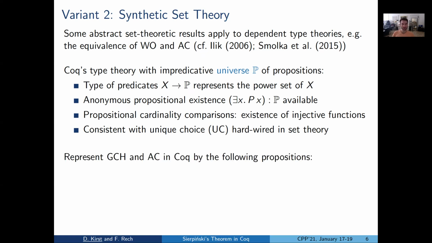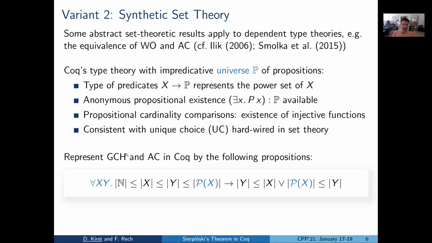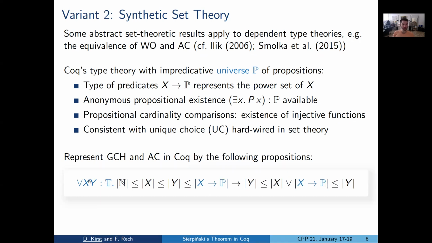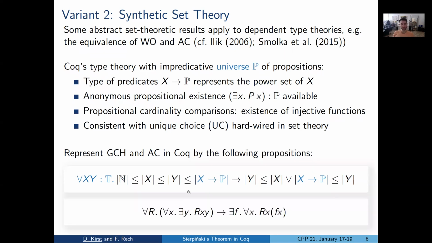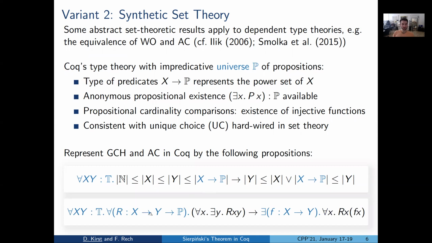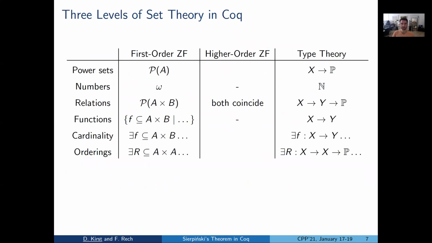All right, so in this setting, let me give you an idea of how it works by showing how GCH and AC can be represented. For GCH, we just have to clarify what we quantify over and what the power set is. And unsurprisingly, we can quantify over all types, and the power set is the unary predicate type. And for the axiom of choice, we have to clarify what relations and functions are. And of course, we can just use the type level variants of those. And note that here it's now really crucial that we have propositional existence available, so that this axiom is not trivial.